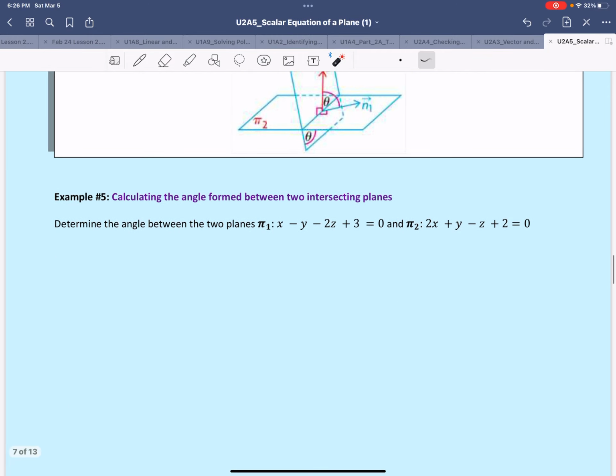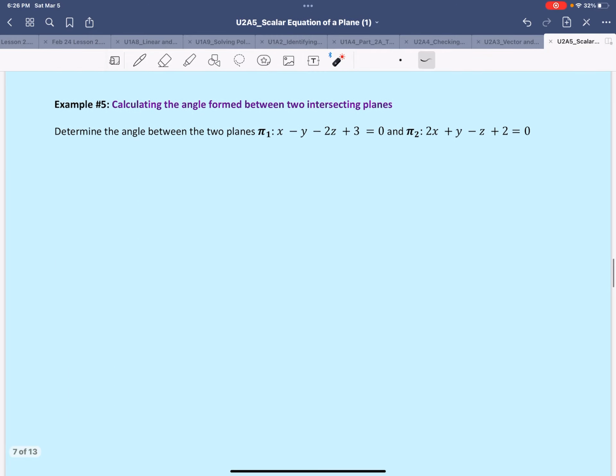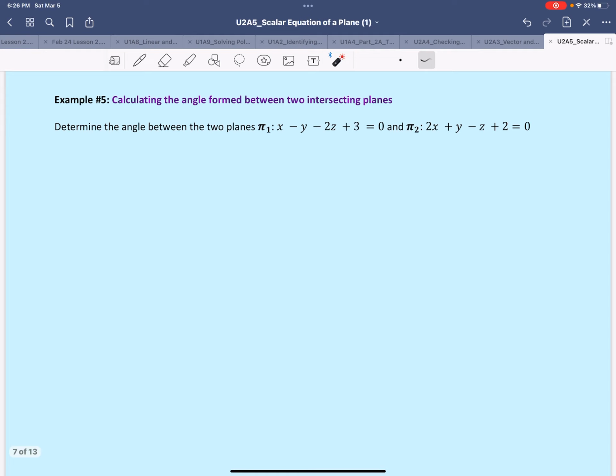So let's take a look at example 5. We are given two planes in scalar form, pi 1 and pi 2. And we have to find the angle made between the two, which means we need to find the angle made between their normals. So let's find the normals first. N1 is 1, -1, -2. And normal N2 would be 2, 1, -1.